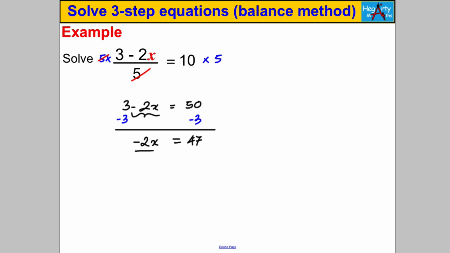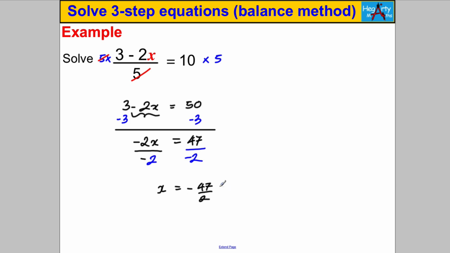And last thing, I'm going to divide by what? That's right, divide by negative 2 both sides. And I'm going to get myself that x is equal to a positive 47 divided by a negative 2 is going to overall be a negative answer, and we can leave it as negative 47 over 2 as an improper fraction.